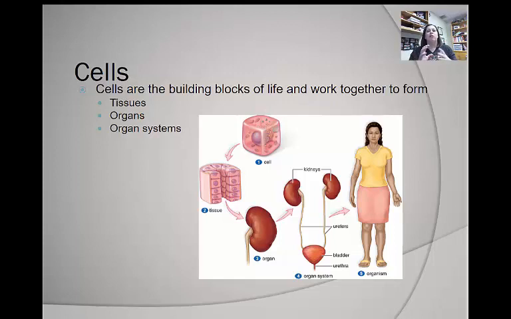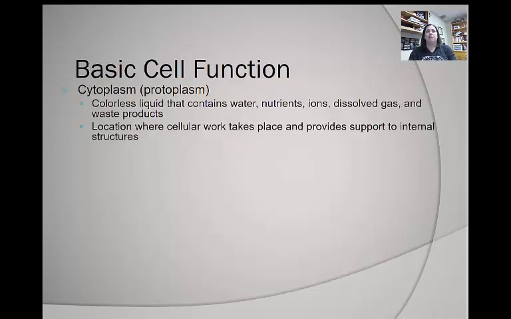We're going to be looking at some cellular abnormalities, like when the cell is the issue. We're going to look at tissues, organs, things like that throughout this semester. When we look at the basic cell functions, there are a couple of structures that are super important in the cell. The first, of course, is the cytoplasm, also known as protoplasm or cytosol. This is a colorless liquid. It contains mostly water. However, it also has nutrients, ions, dissolved gases like carbon dioxide and oxygen, and even waste products that the cell has produced.